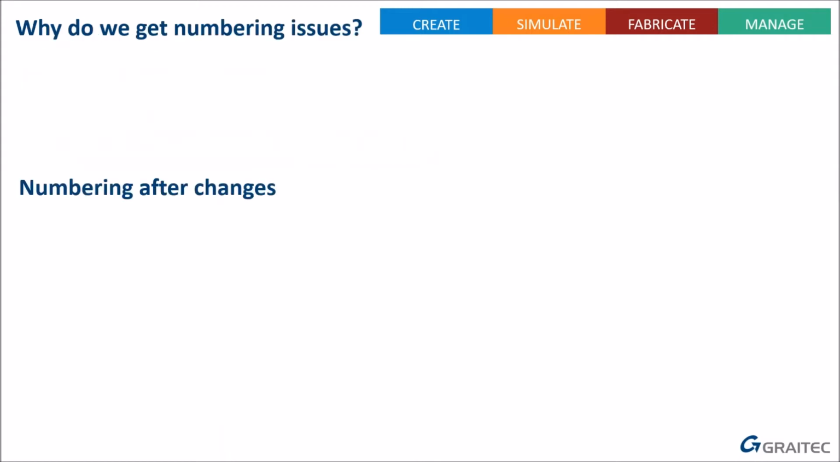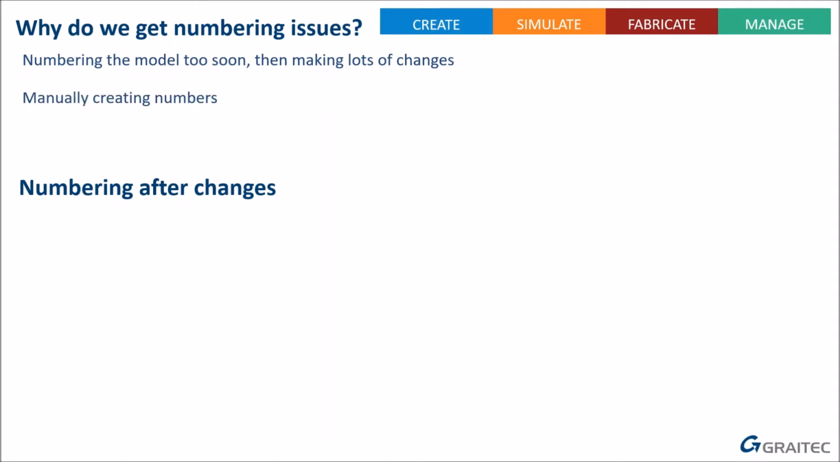So we'll look at why we get numbering issues. There are a couple of key points. Some people number the model too soon. If you number the model and then make loads of changes, you're going to have to renumber the model. And if you don't, then you will get problems.